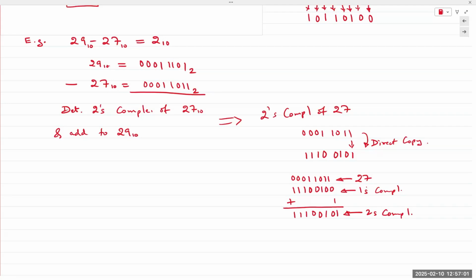Now you take that 2's complement and add it to 29. 29 is 0001 1101. And the 2's complement of 27 would be 1110 0101. Okay. And when I add it, what happens?